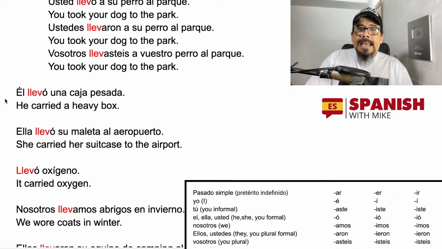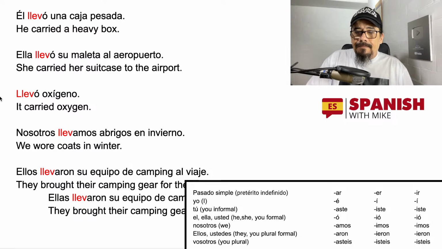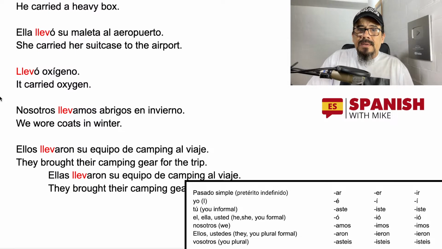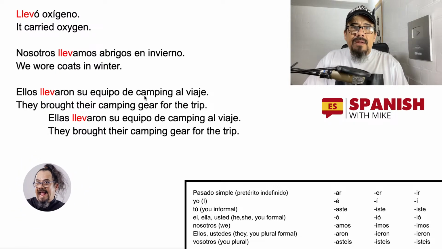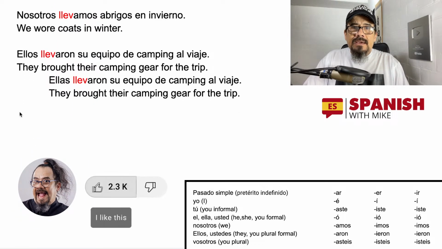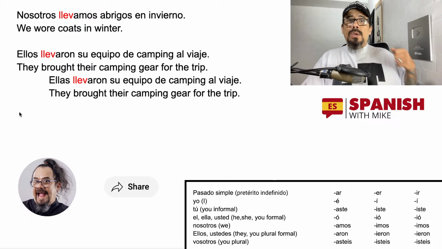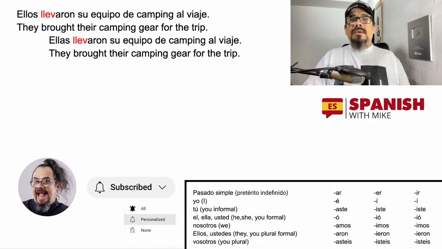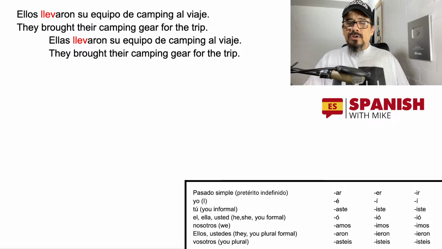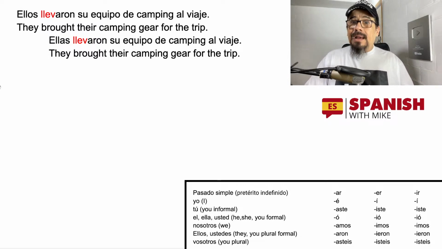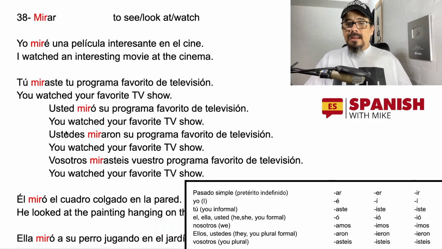Plural, Spain. Él llevó una caja pesada. He carried a heavy box. Ella llevó su maleta al aeropuerto. She carried her suitcase to the airport. Llevó oxígeno. It carried oxygen. Nosotros llevamos abrigos en invierno. We wore coats in winter. Ellos llevaron su equipo de camping al viaje. They brought their camping gear for the trip. Male. Ellas llevaron su equipo de camping al viaje. Female. Verb 38. Mirar. To see, to look at, or to watch.